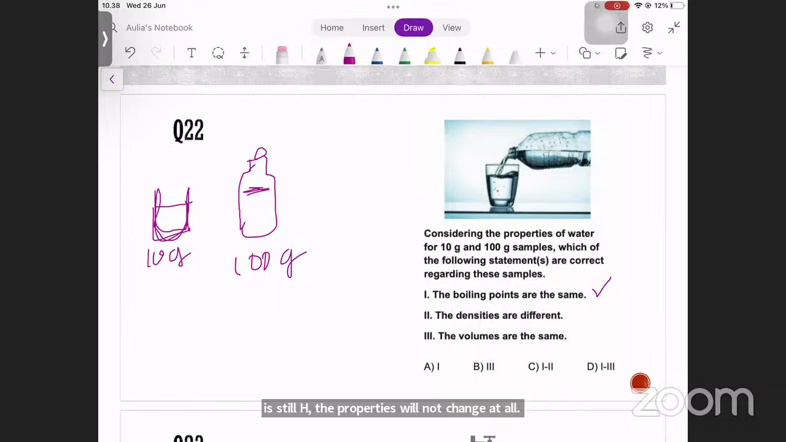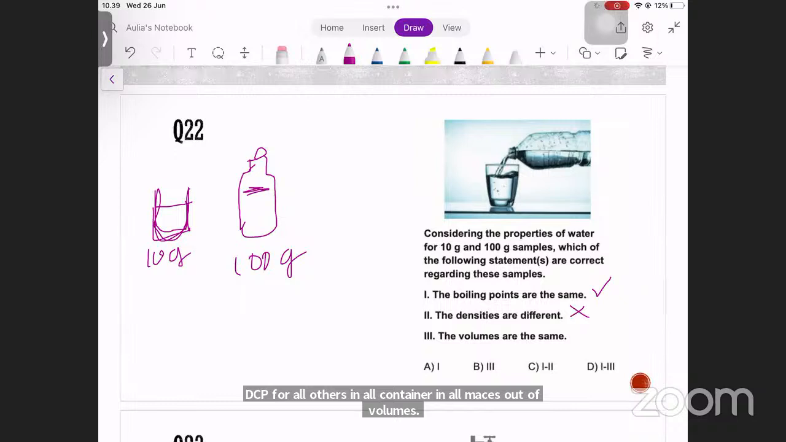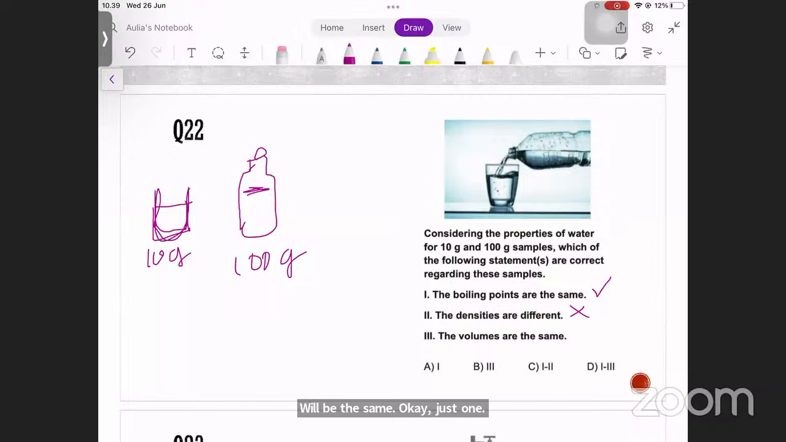And then number two, the densities are different. Density for all waters in all containers, in all masses or volumes will be the same, which is 1 gram per cubic decimeter. Anyway, let's see the next one. The volumes are the same. When the mass is different, obviously the volume must be different. So it is A.